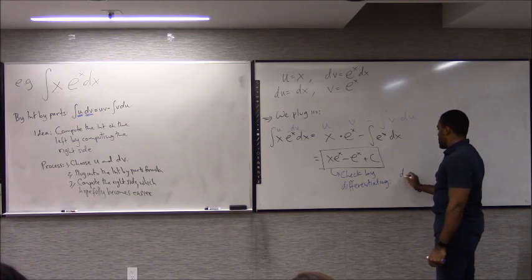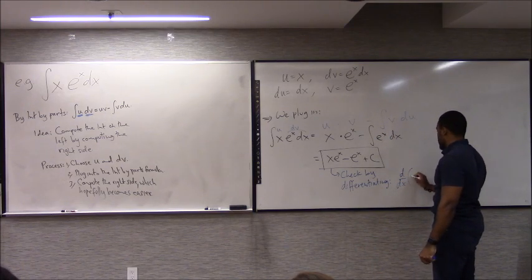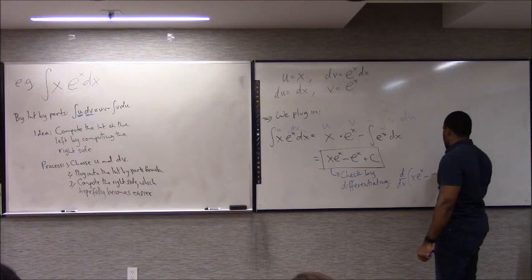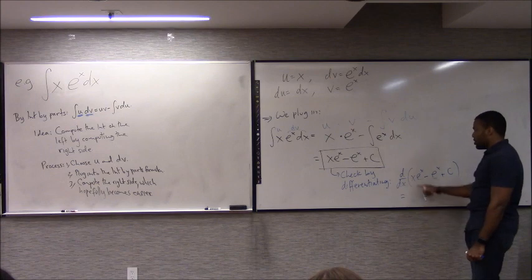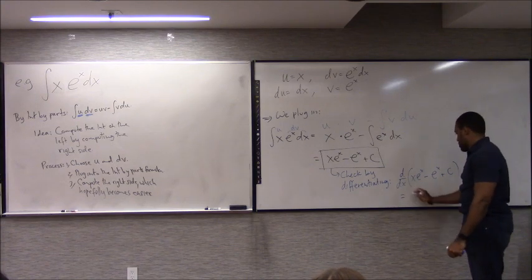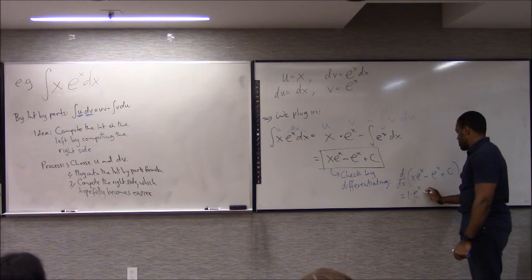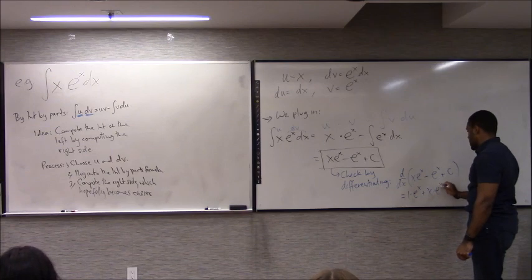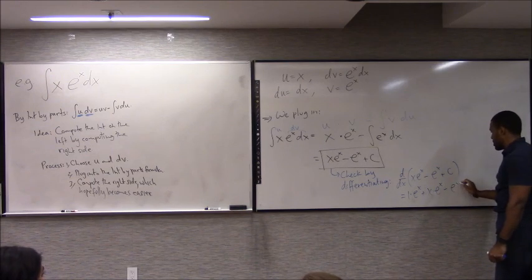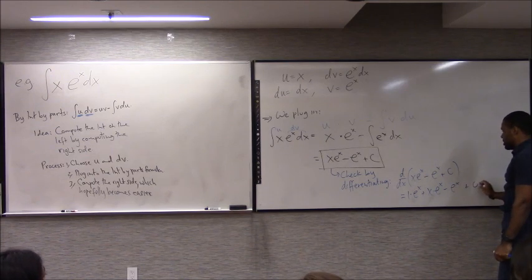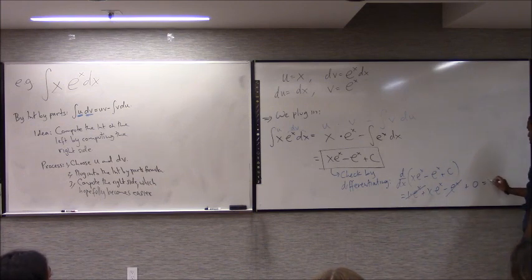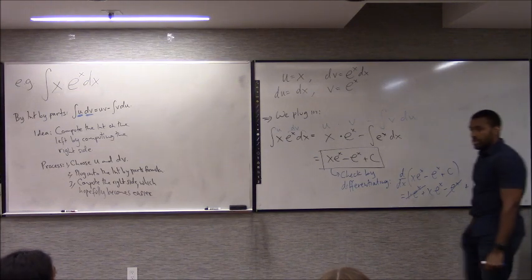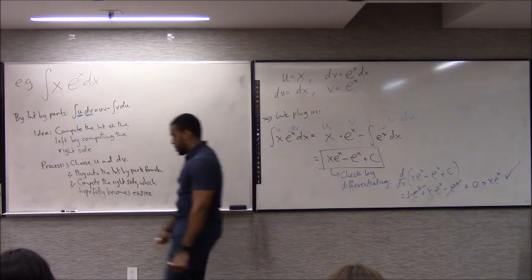So if you were to take the derivative with respect to x of x e to the x minus e to the x plus c, what would you get? Well, you do the product rule here. Differentiate the x, leave the e to the x, plus leave the x, differentiate the e to the x, minus differentiate the e to the x. Differentiate a constant, you get 0. Here you'll have e to the x minus e to the x, and you end up with x e to the x as the answer. So we know it's right. So that actually works. That's integration by parts.